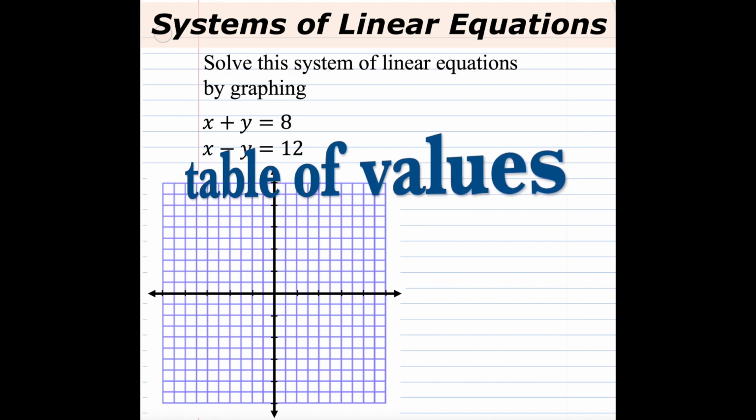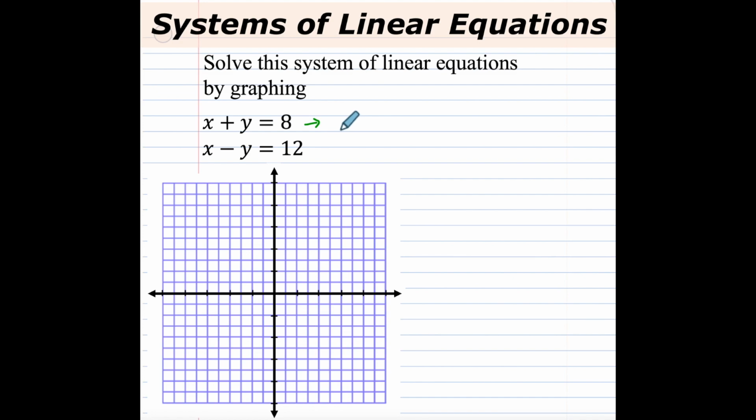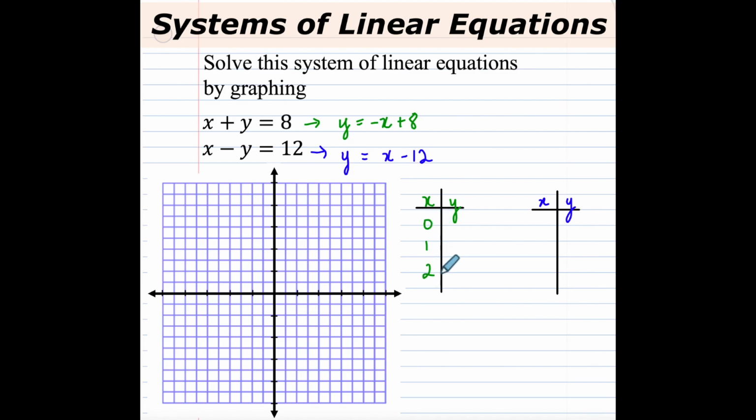Let's graph by using a table of values. For a table of values, it is still useful to solve for y. Here we had y is equal to negative x plus 8, and y is equal to x minus 12. We could set up a table of values. We'll choose a few points here. How about 0, 1, and 2 for the first one? We plug in 0 here, we get y is equal to 8. If we plug in a 1 here, negative 1 plus 8 would be a 7. And if we plug in a 2 here, we'd get negative 2 plus 8, which is 6. We have (0, 8), the y-intercept, (1, 7), (2, 6).